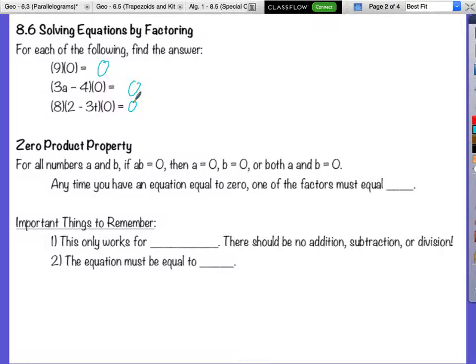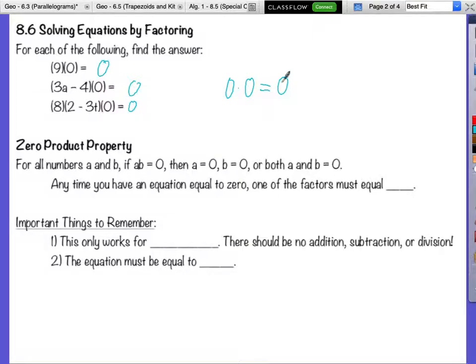Okay. For all numbers a and b, if a times b, any two numbers multiplied together, equals 0, then one of them has to equal 0 or both equal 0. Can you ever get two numbers that multiply to 0 and one of them isn't 0? Like 3 times 4 equals 0? No, we have to have a 0 in there for it to equal 0. Is it possible that we can have 0 times 0? Yes. So at least one of the numbers has to be 0 if we get 0, or it's possible that both are 0.